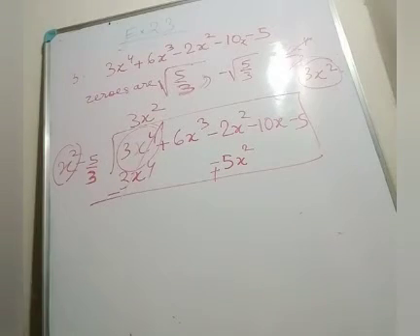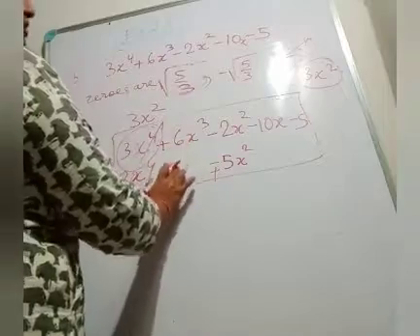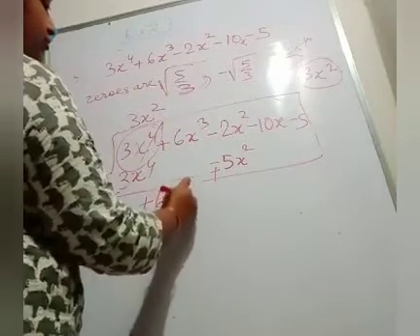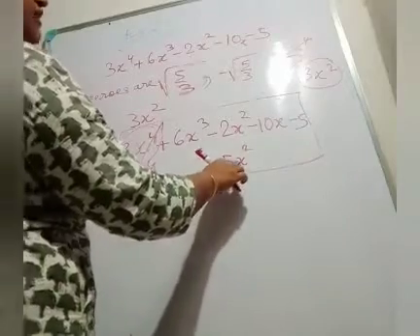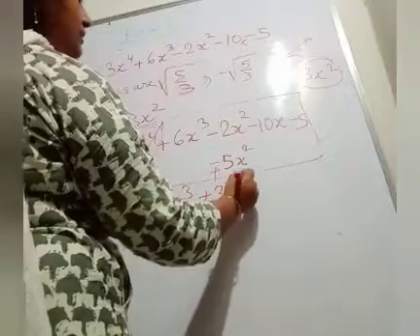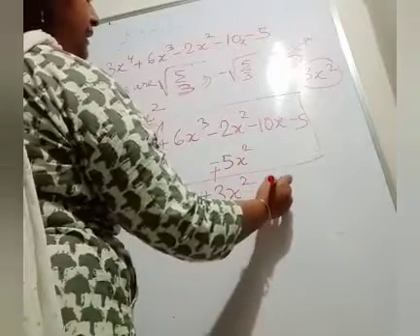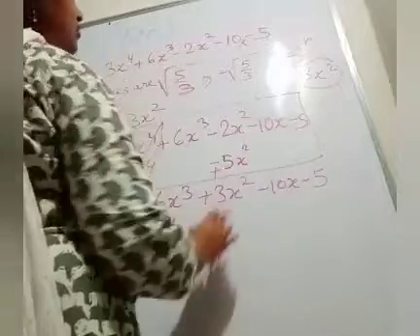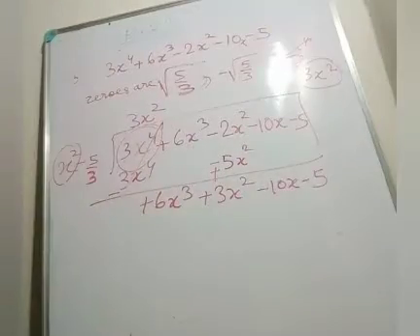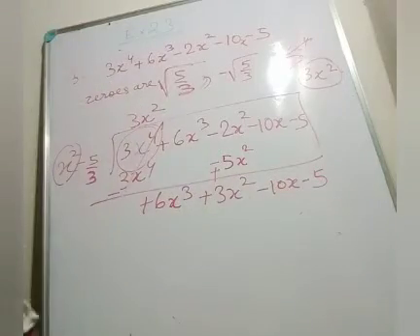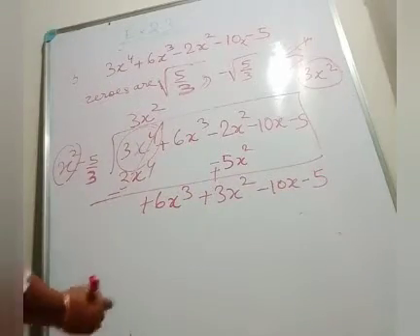So 3x4 minus 3x4 is equal to 0. Under this 6x cube there is no term, that means 0 is present, so write 6x cube as it is. Plus 5x square minus 2x square is plus 3x square. Write minus 10x and minus 5 as it is because there are no terms under these two terms. So now we get the remainder 6x cube plus 3x square minus 10x minus 5.